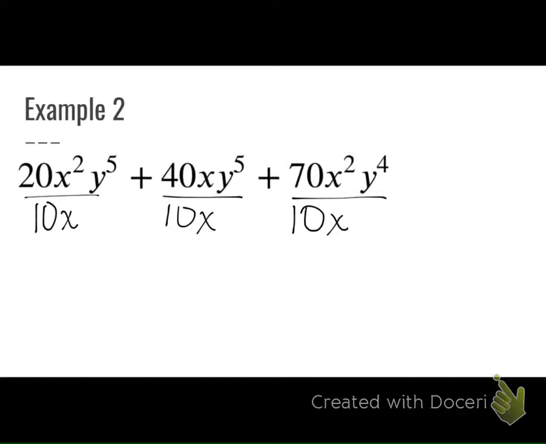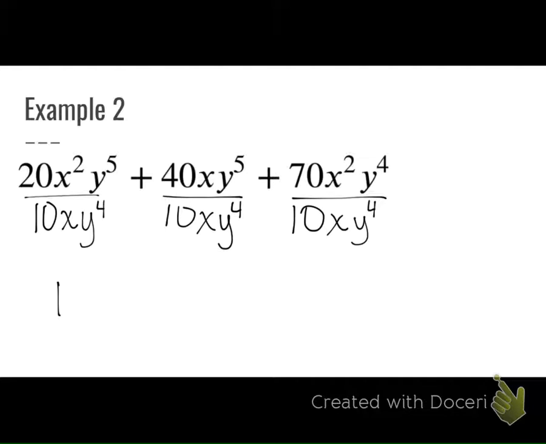Then we look at the y's. This one's got 5 y's, 5 y's. This one only has 4 y's. So that means that the most they can all give up at the same time would be 4. If it were any more than that, the last one wouldn't have enough to give. Okay, so that's our GCF.